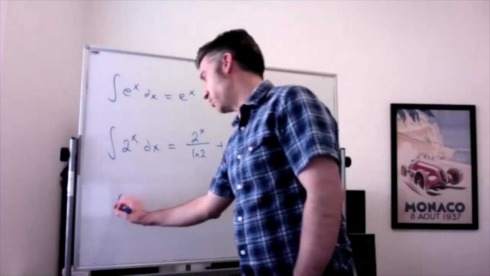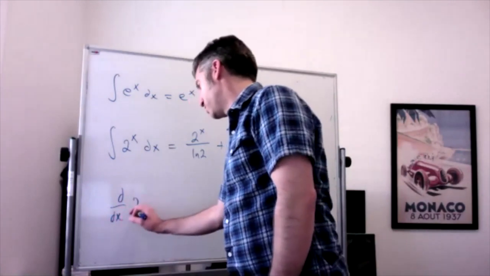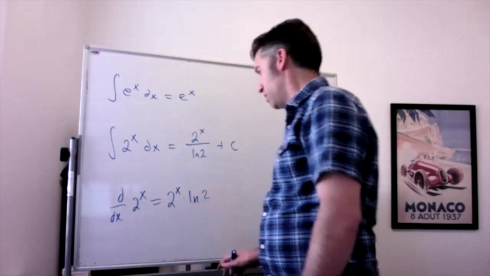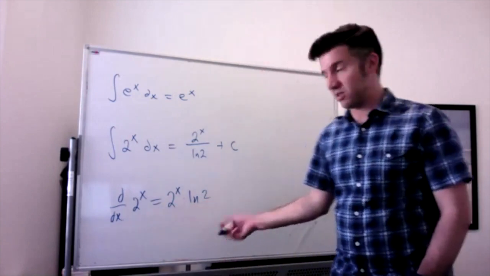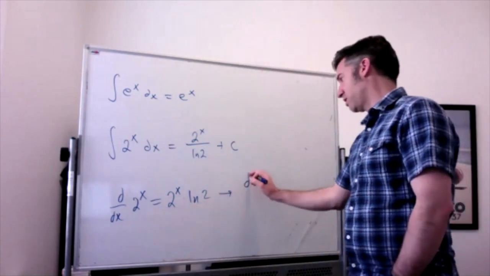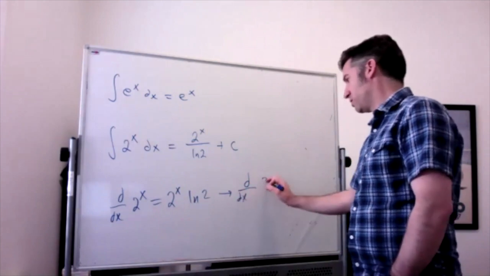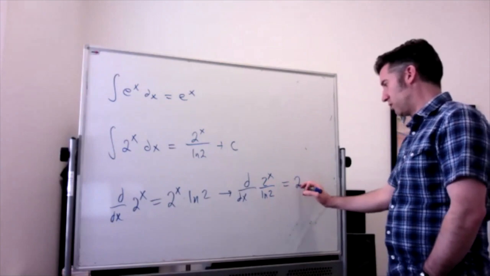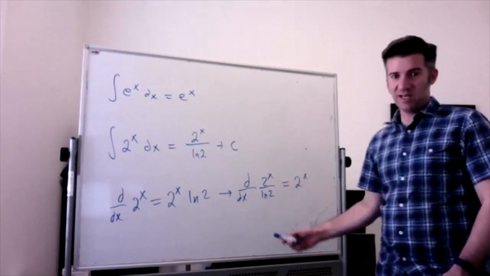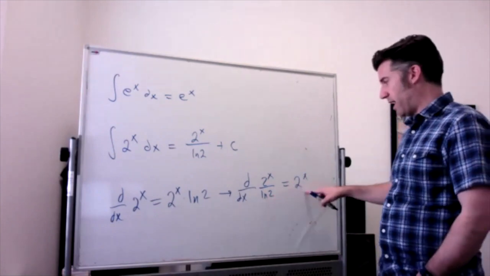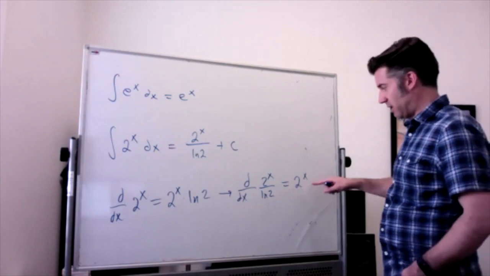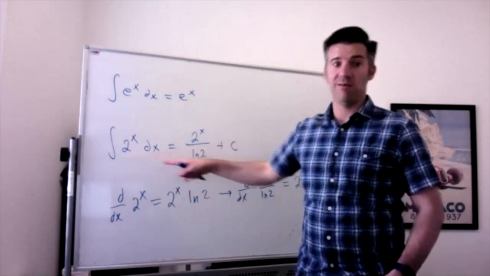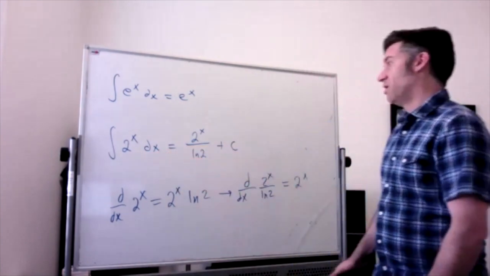So we know that the derivative of 2 to the x is 2 to the x times the natural log of 2. So if I divide both sides by the constant natural log of 2, I can say the derivative of 2 to the x over natural log of 2 is equal to 2 to the x. But saying the derivative of this is equal to that is exactly the same as saying the antiderivative of that is equal to this.